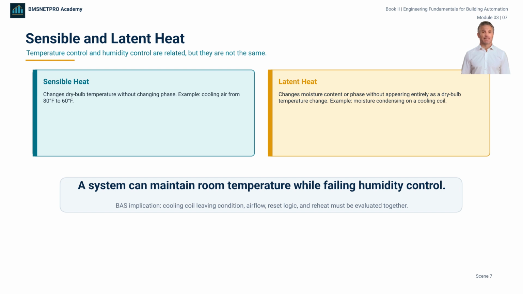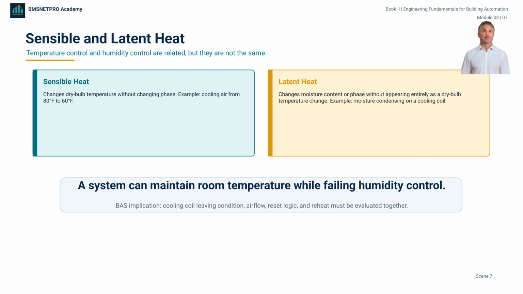Sensible heat and latent heat are both important in HVAC. Sensible heat changes dry bulb temperature. For example, cooling air from 80 degrees to 60 degrees removes sensible heat. Latent heat changes moisture content or phase. When water vapor condenses on a cooling coil, latent heat is removed even though it does not show up only as a dry bulb temperature change.